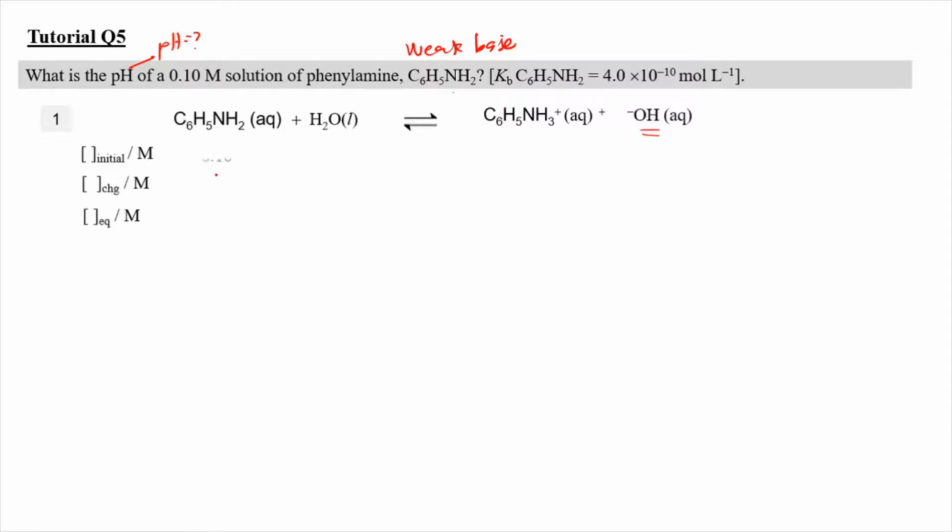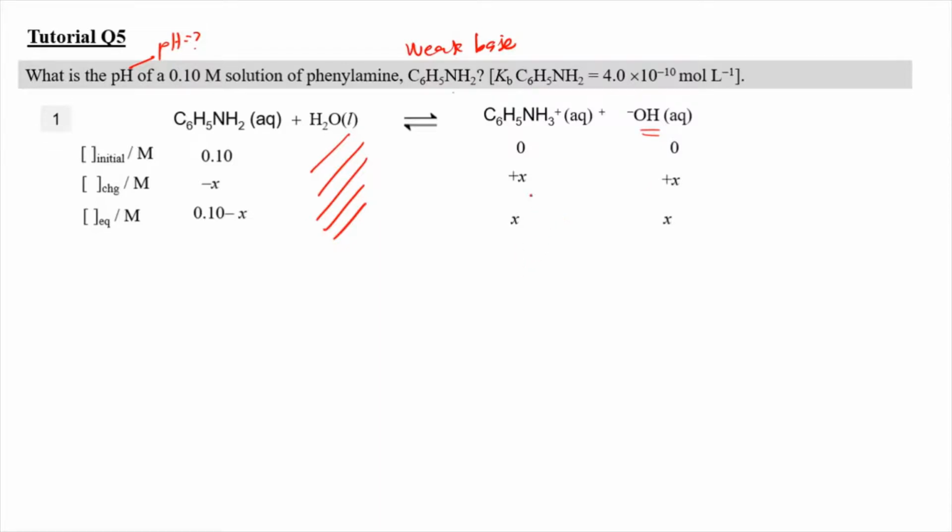At the initial stage, we have 0.1 molar. And for the pure liquid water, we can ignore that in our ICE table. And at the initial stage, the ions are going to be 0 and 0 respectively. So as time goes by, it's going to have a change of the reactant to be minus x, the change in the product to be plus x and plus x respectively. At equilibrium, the concentration of the C6H5NH2 is going to be 0.1 minus x. For the C6H5NH3 plus aqueous ion, it is going to be x, and similarly for the hydroxide ion.